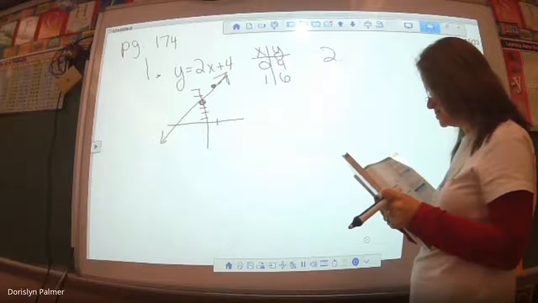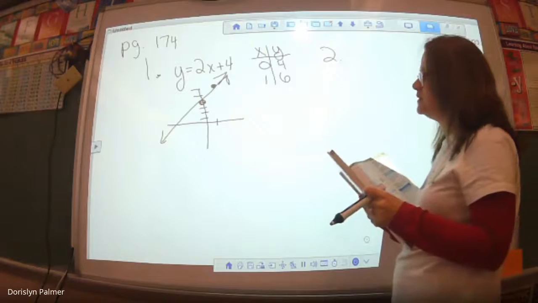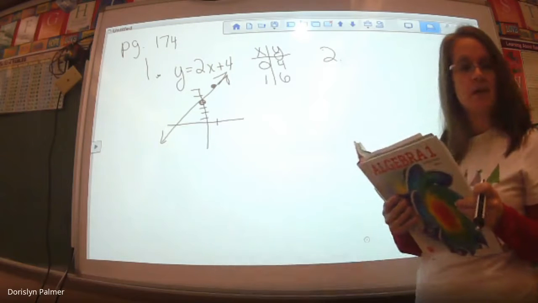Well, wait, what happens when it's just going straight? It's just going straight across. If it's horizontal, then that would just be a y equals something.